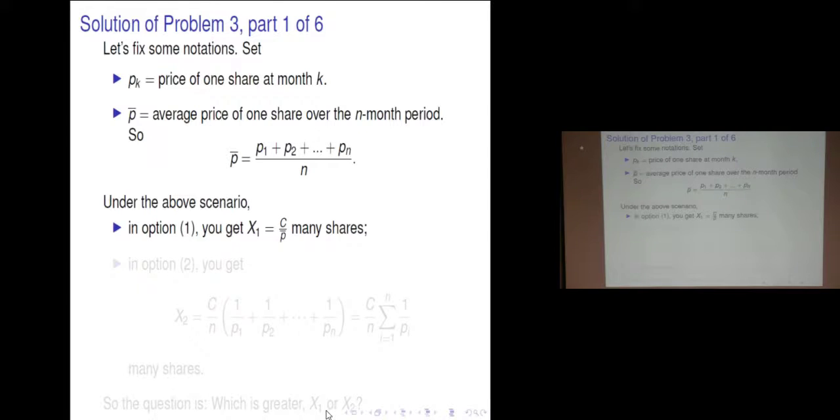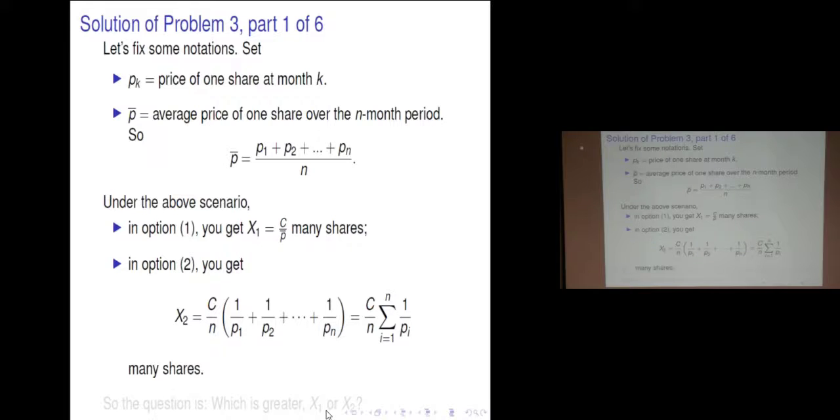Now under the above scenario, in option 1, you get x1, which is C divided by this average price. You get this amount of shares. This is clear. Now, in option 2, in the first month, you get C over n times 1 over P1. So in the first month you invest this amount, and then divide it by the price. In the first month, you get this amount.